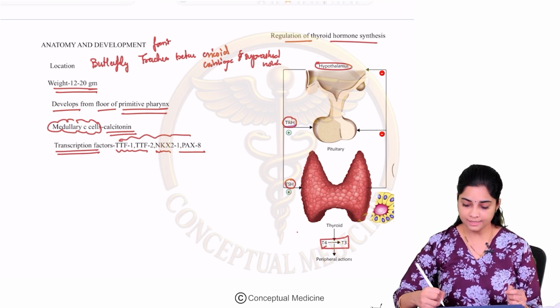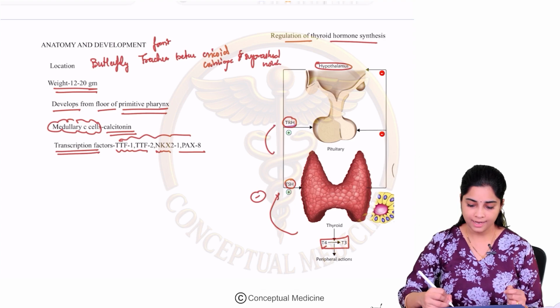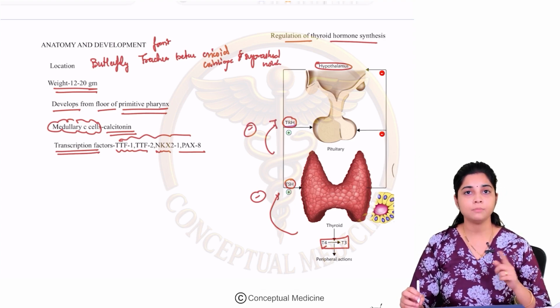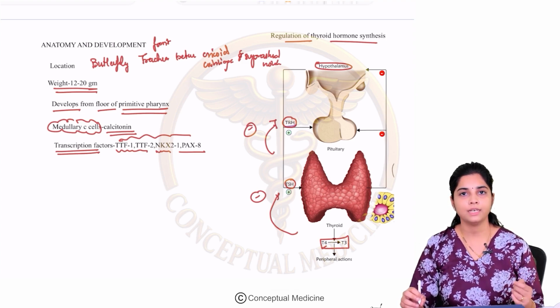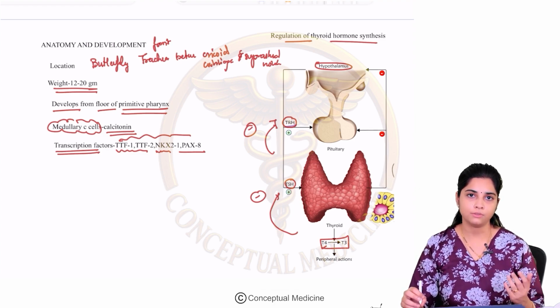These thyroid hormones have a feedback inhibitory effect on the TSH and on the hypothalamus as well. So they have feedback inhibitory effects on the hypothalamus and the pituitary. TRH stimulates TSH, and TSH causes the thyroid gland to release thyroid hormones.